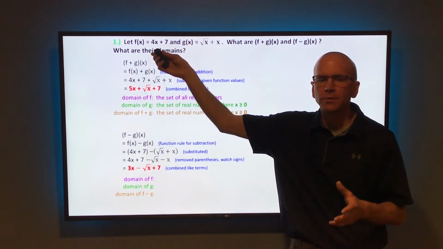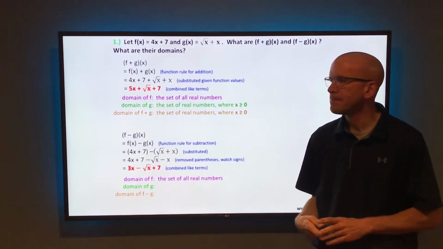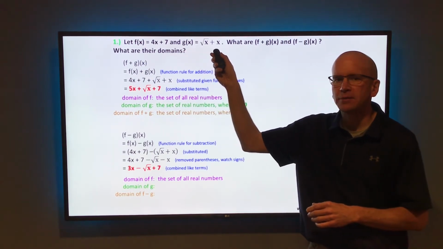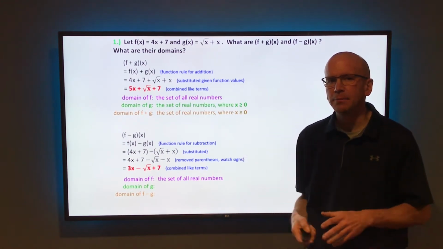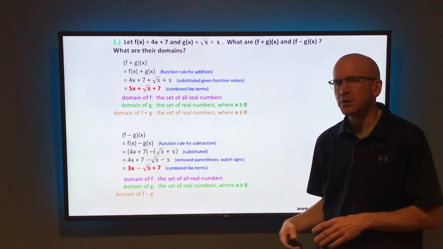There are no square root signs, no fractions. So the domain of f would be the set of all real numbers. The domain of g, again, as it was before, g of x equals the square root of x plus x. You have that square root sign. What's under the square root sign cannot be negative. So the domain of g would be the set of all real numbers where x must be greater than or equal to 0.